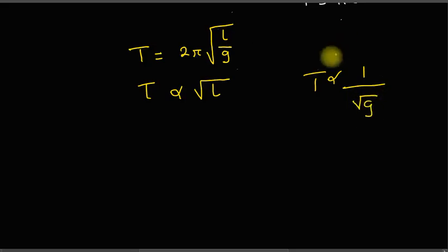What does this mean? It means that if we decrease the acceleration due to gravity, the period of oscillation should increase. Are you following? So if we decrease acceleration due to gravity, the period of oscillation should increase. Which means an object would oscillate slower on the moon, because the moon has lower acceleration due to gravity. I hope you understand. The longer the time of oscillation, the slower the oscillation.